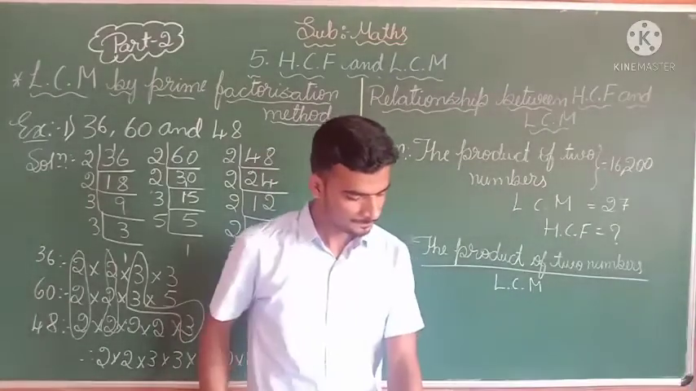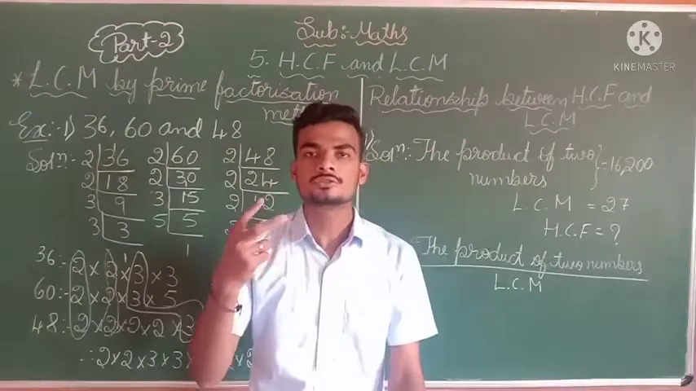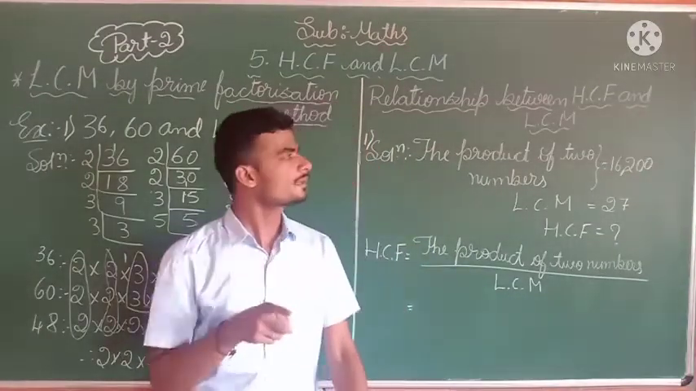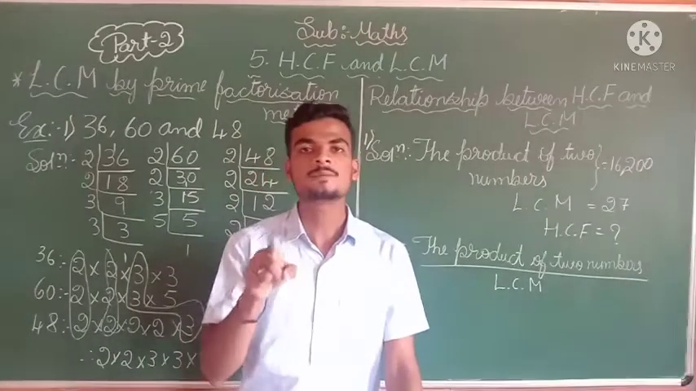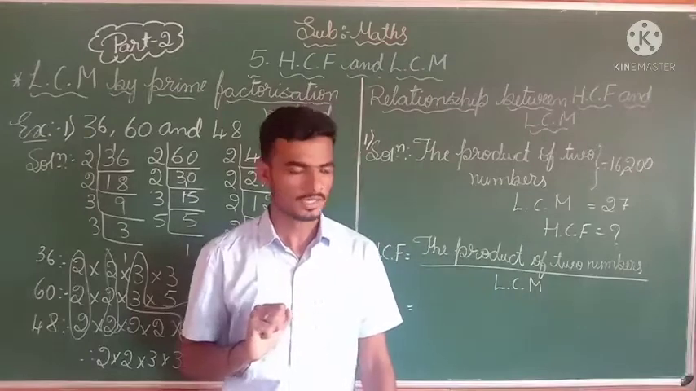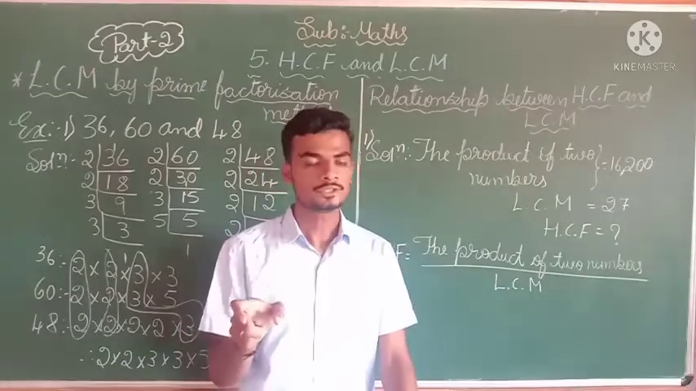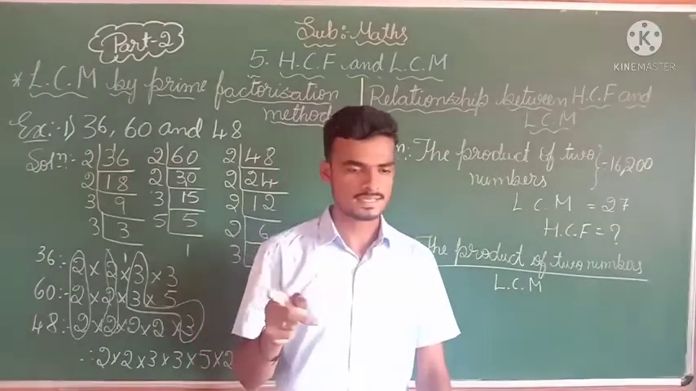Then they have given: if they ask you to find the LCM, you want to write LCM is equal to the product of 2 numbers divided by HCF. Then if they ask you to find the HCF, you want to write the product of 2 numbers divided by LCM.